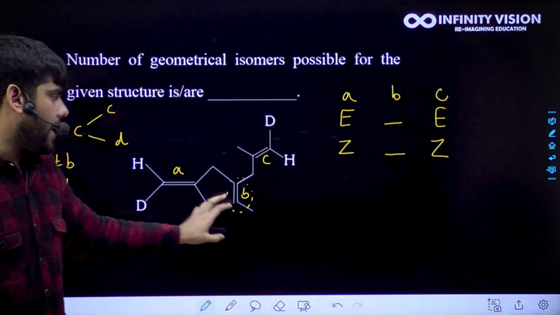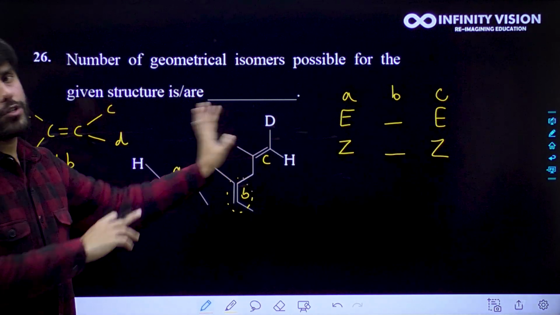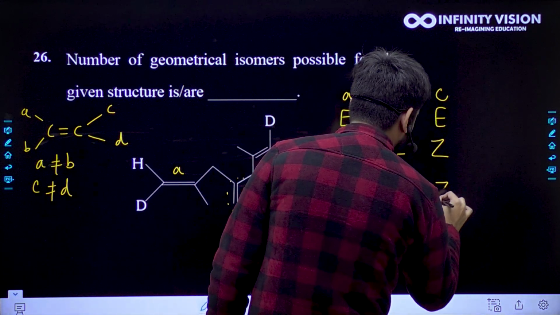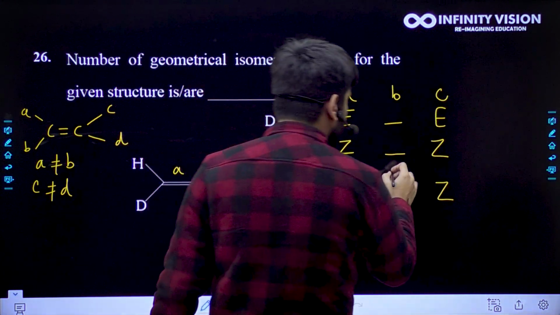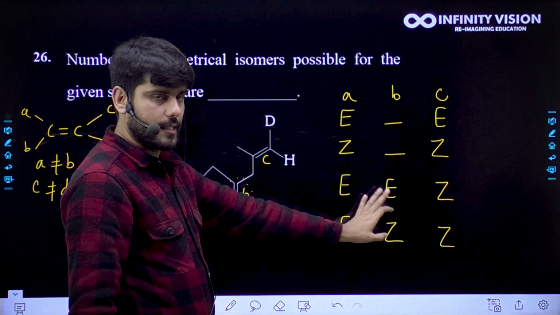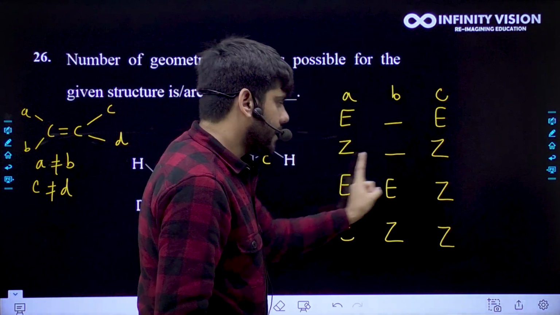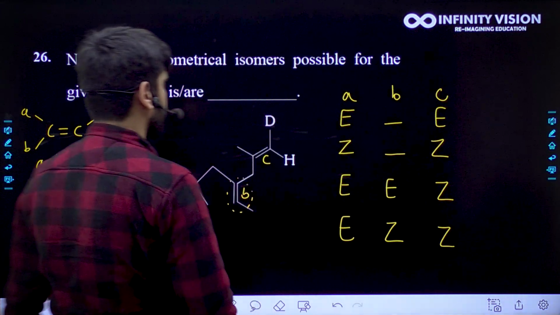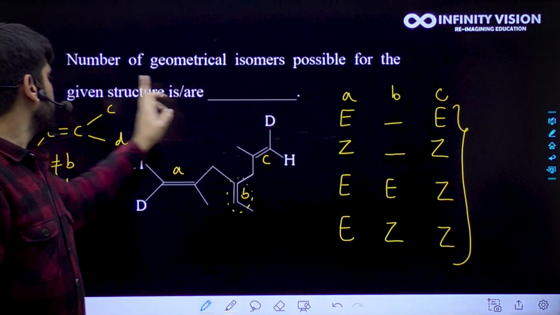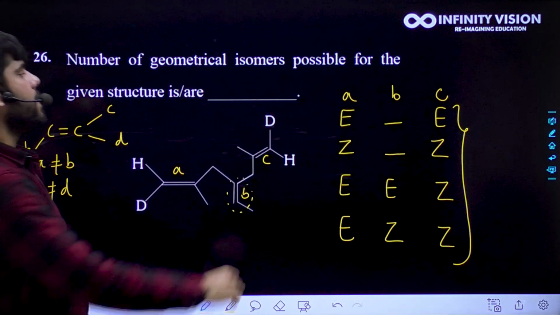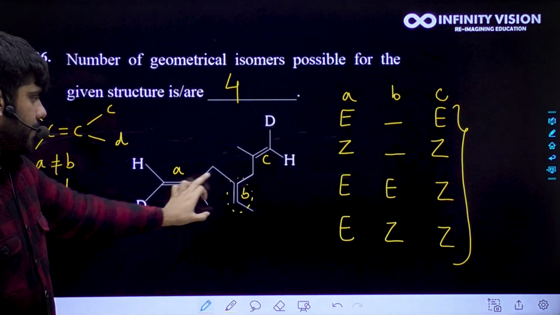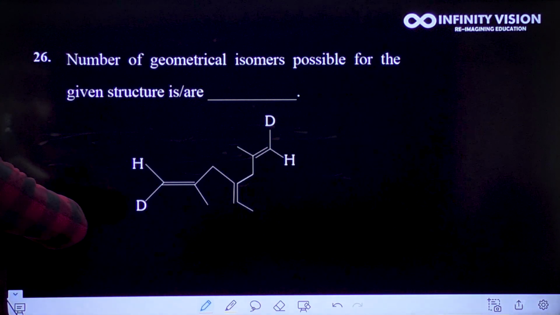Now it can exhibit GI if these two are either EZ or ZE, right? So suppose the first one is E and the last one, the C one, is Z. So this can be E or this can be Z. So it will exhibit GI if one of the alkenes is E and the other is Z, right? So there are 4 possibilities. So the number of geometrical isomers possible for the given structure is 4, because there are 4 such possibilities. But please remember, in 2 of them, the middle alkene will not exhibit GI. Clear? All right, let us discuss the next question.